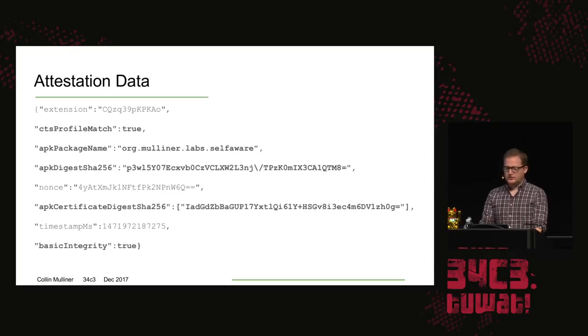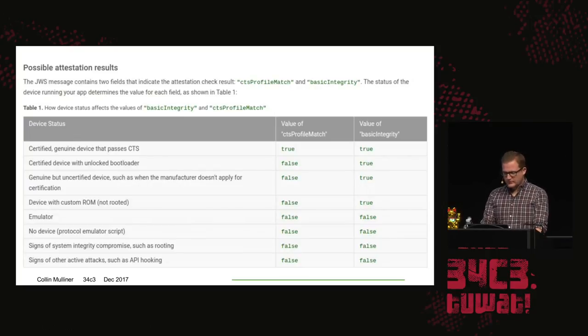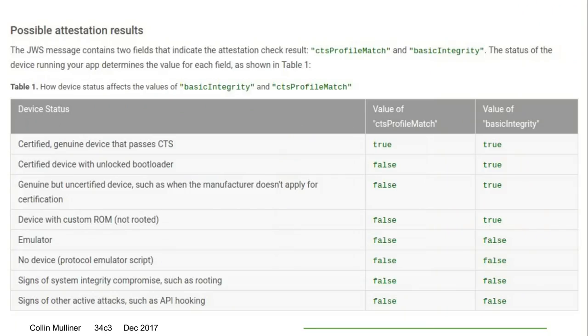Then you see which APK called the API, and you get a digest of the APK itself. You get your nonce, and you also have timestamps. And the basic integrity is an indicator about rooting. This nice table was probably only added to their documentation maybe 7 months ago. Before, it was just a true and false field. So basically, here you can see, CTS will only be true if your device is genuine and passed, and the CTS data corresponds to the data that was collected.